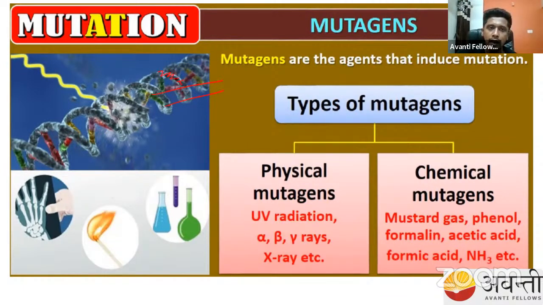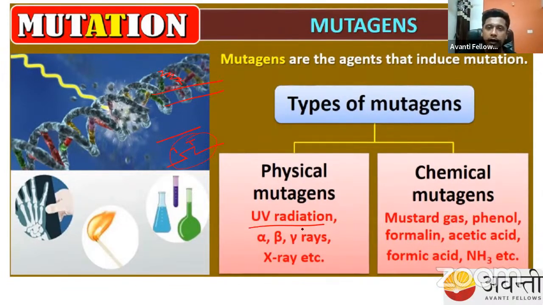If UV rays fall on thymine, instead of having a linear DNA, your DNA becomes something like this. Instead of one thymine, you will have two thymines. Now the entire structure of the gene is affected, isn't it? This we call thymine dimerism. That is because of UV radiation. That's how we get skin cancer.